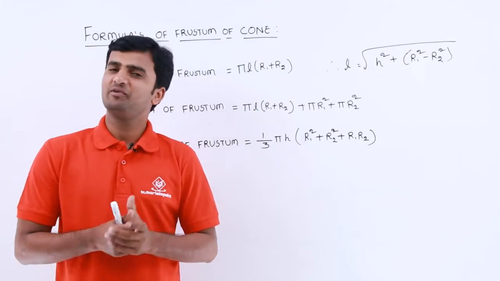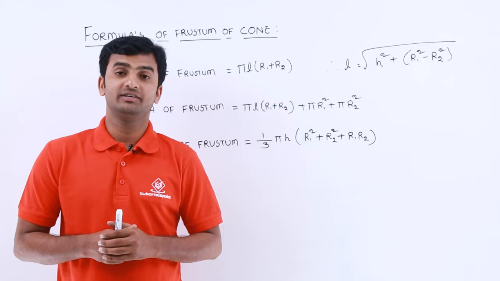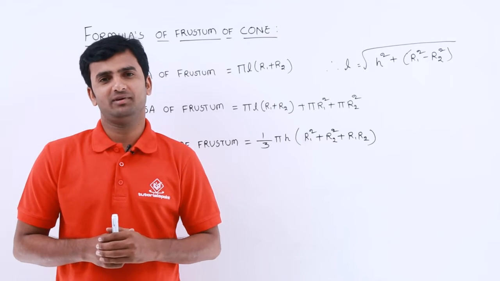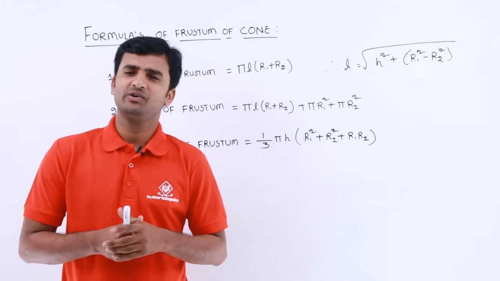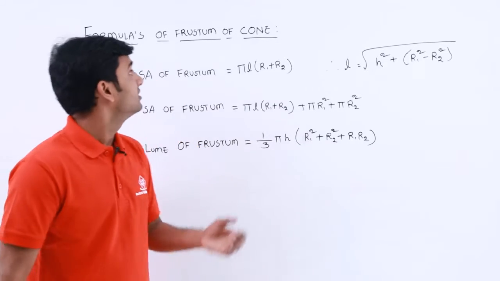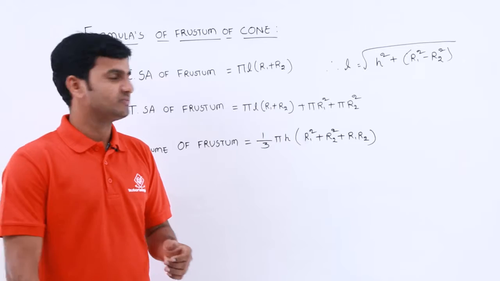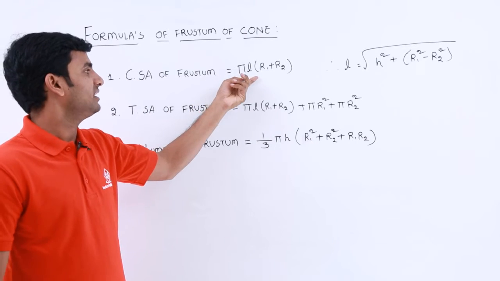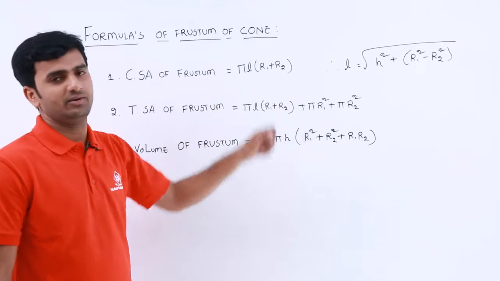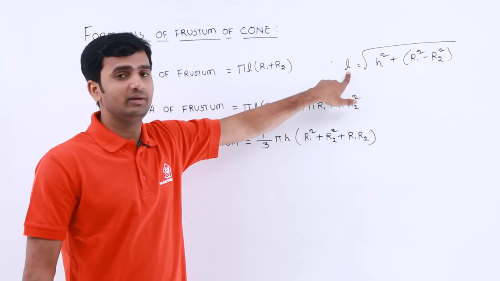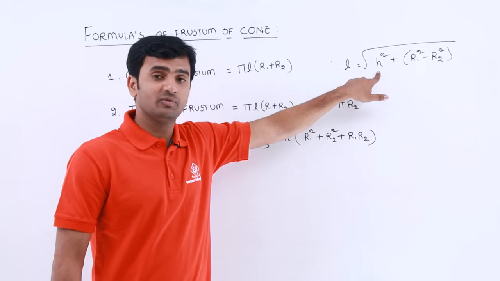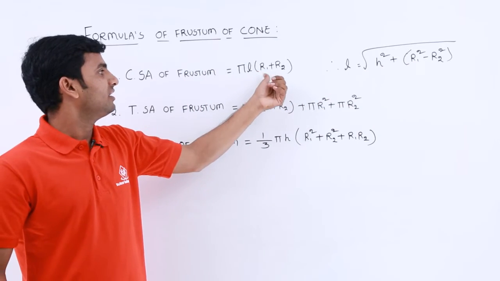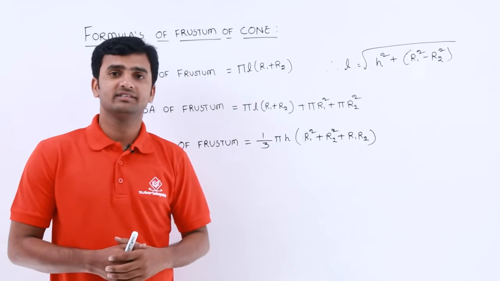Hello guys, in our previous video, we calculated the total surface area and volume of a frustum without any direct formulas. In this video, we are going to discuss a few formulas of the frustum of a cone. The first one is: curved surface area of frustum = πL(R1 + R2). Here, the L value will be the square root of h² + (R1 − R2)². Here, R1 and R2 are the two base radii of the frustum.